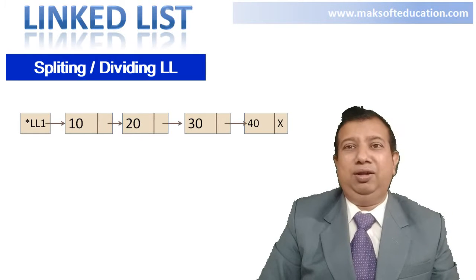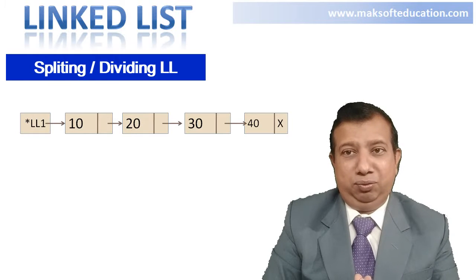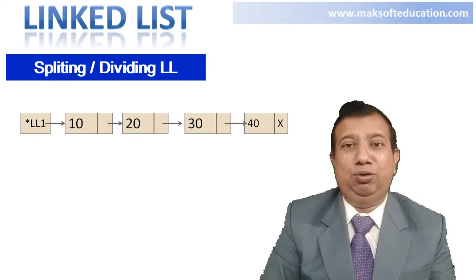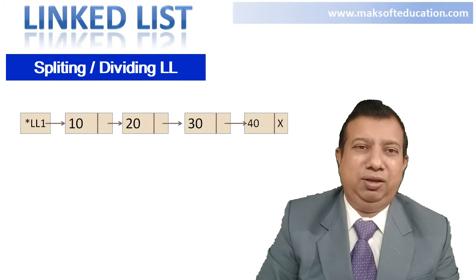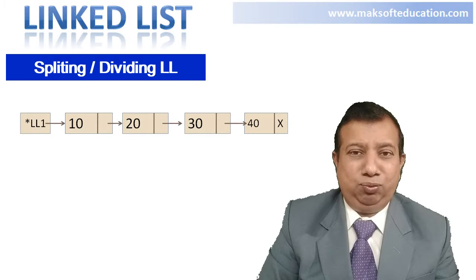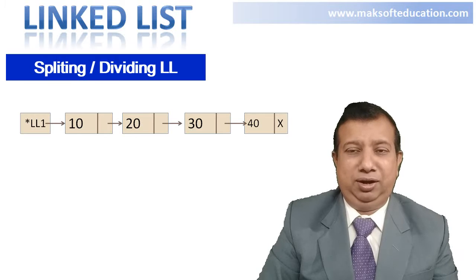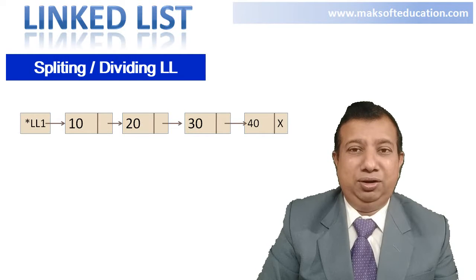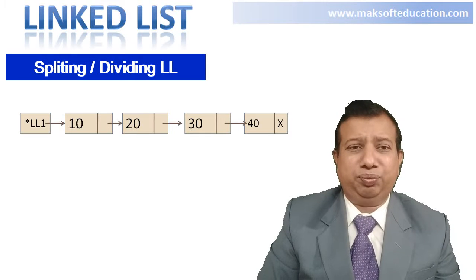For understanding purposes, we are considering that at a particular node with a particular value we are going to divide the linked list. Now how to do this? Let us see it in the form of an example. Suppose you are going to search for a particular data, and when you find that particular data you are going to divide the linked list.